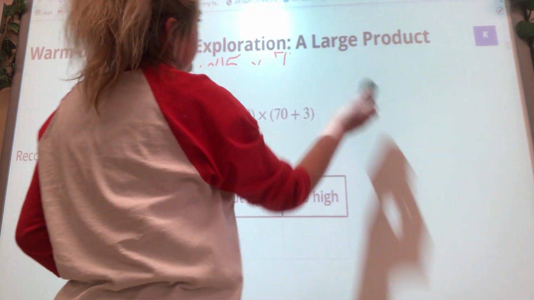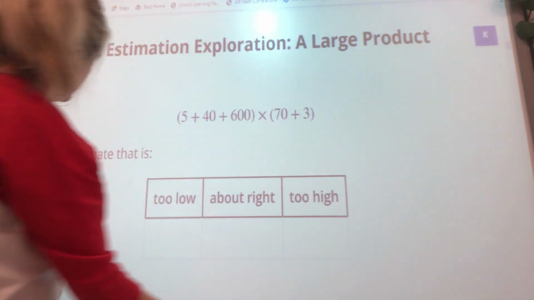It's not going to cooperate today. All right, next page.